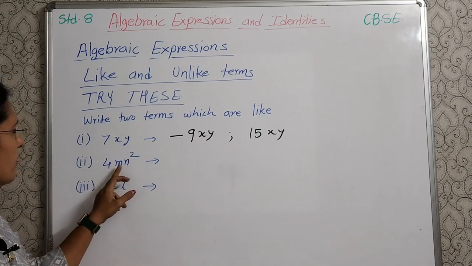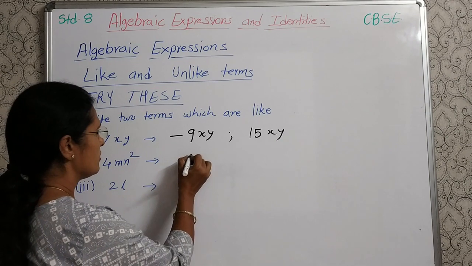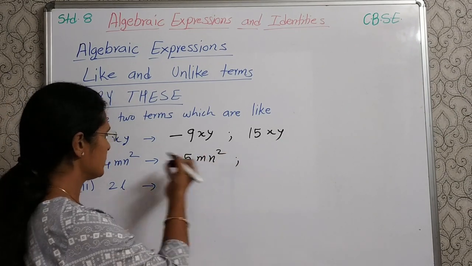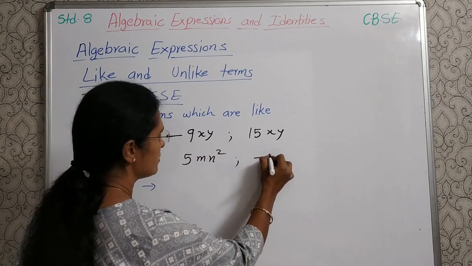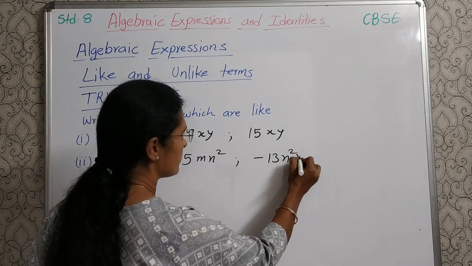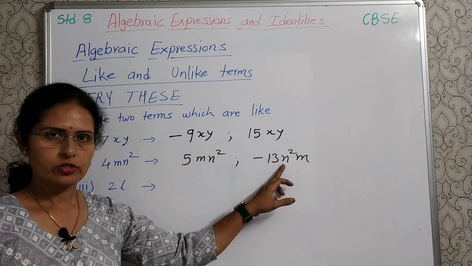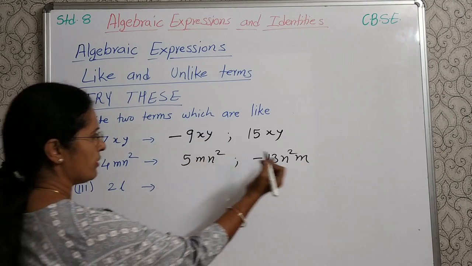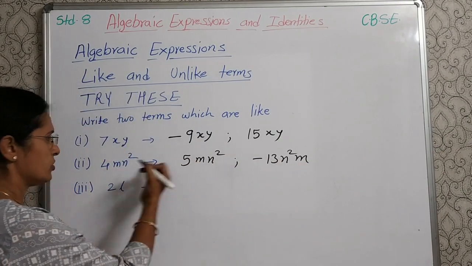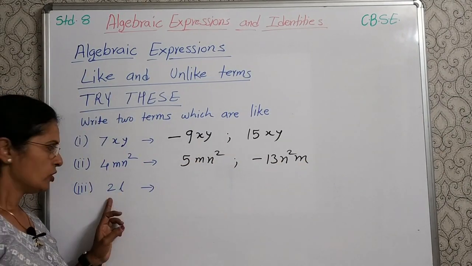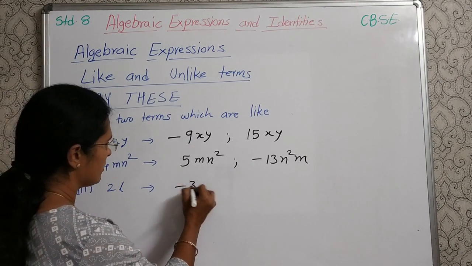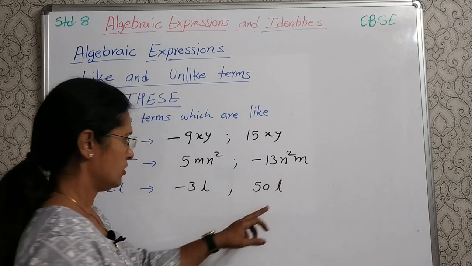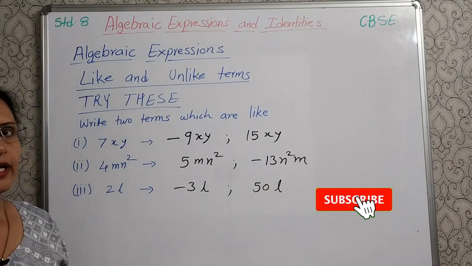Then 4mn square. We'll write 5mn square, and the second term which is like this we can write minus 13n square m. Here we first wrote n square and then m. Even then these are like terms because m is here, n square is there. So these are like terms. Next, third, 2l. Here we can write minus 3l and 50l. So these are all like terms.